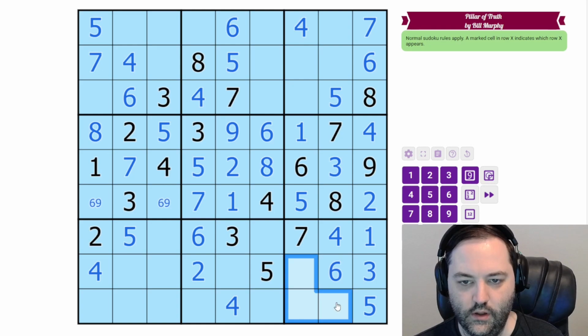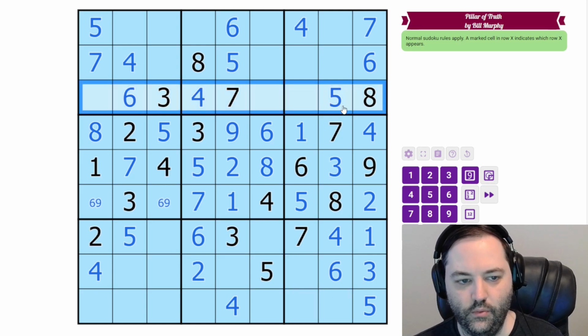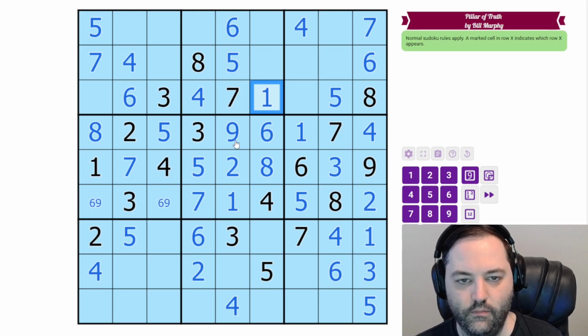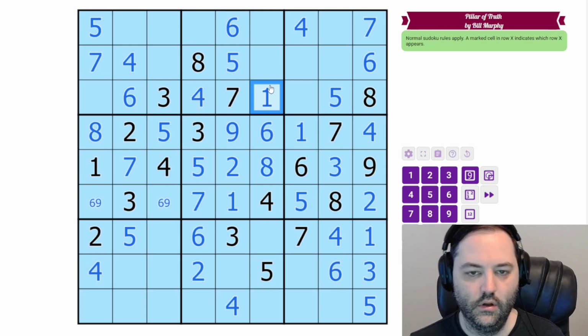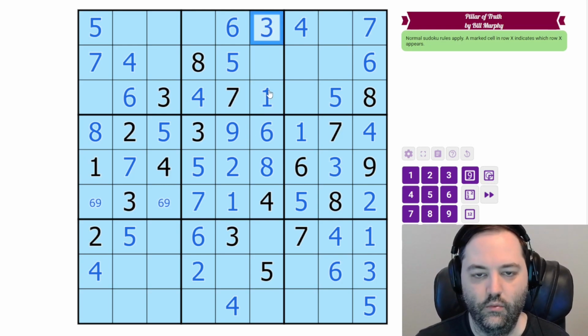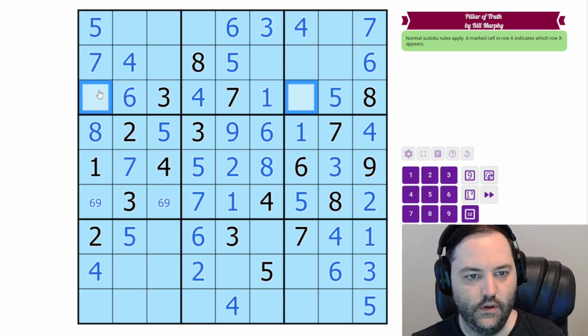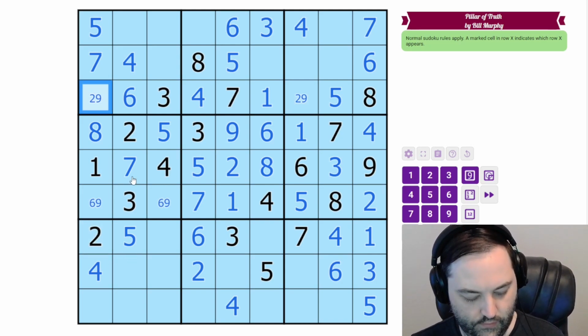We have 2, 8, and 9 left. I don't think we can resolve that yet. This row we need 1, 2, and 9, and these ones are forcing the 1 here. It's going to give it 3 in row 1. And then these are 2 and 9. We don't know the order yet. Oh, we do know the order. There's the 2 right there.